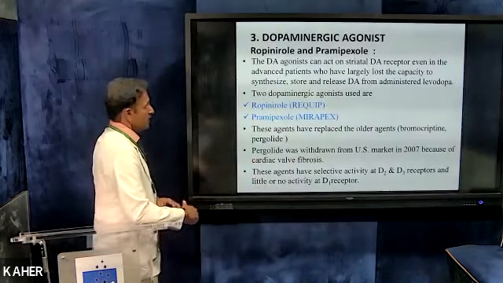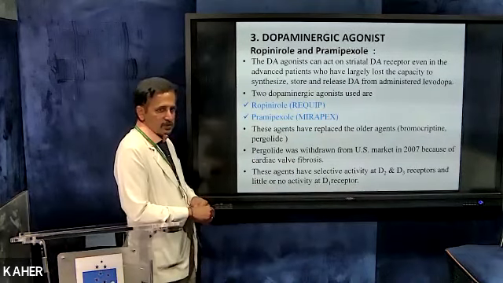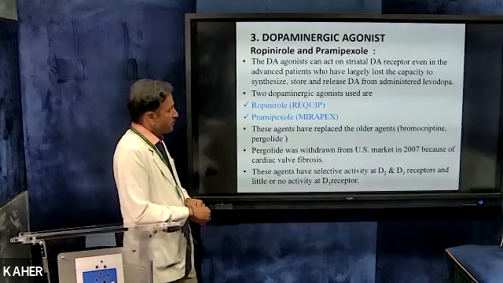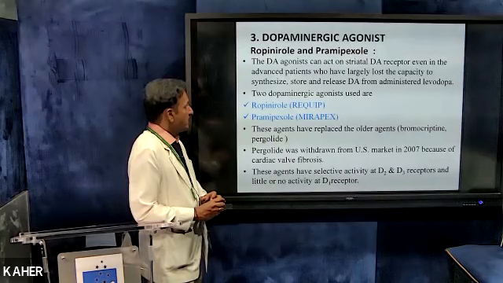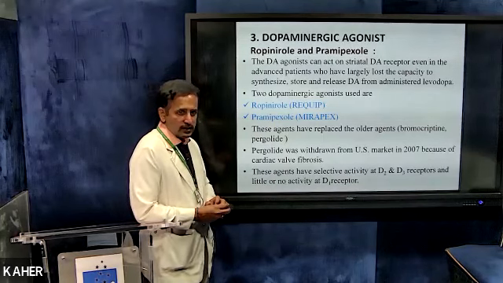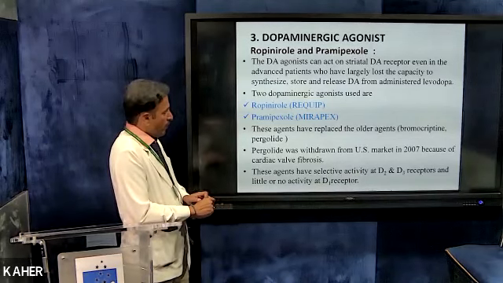Next, we come to the other category of drugs, that is dopaminergic agonist drugs, acting on the dopamine receptors, mainly ropinirole and pramipexole. These are two drugs that mainly act on the striatal dopamine receptors, even in the advanced patient who has largely lost the capacity to synthesize, store, and release dopamine from the administration of levodopa.